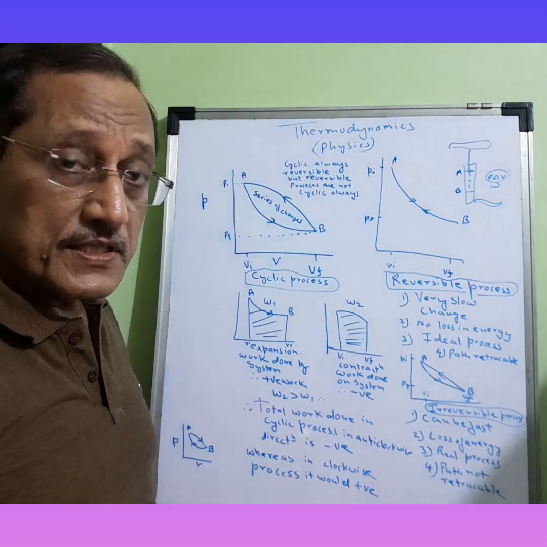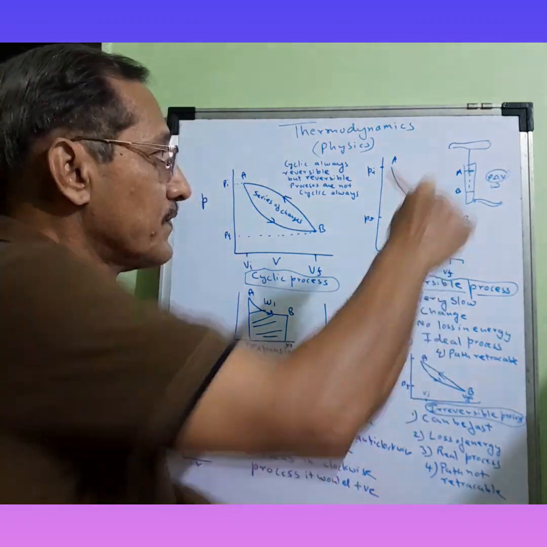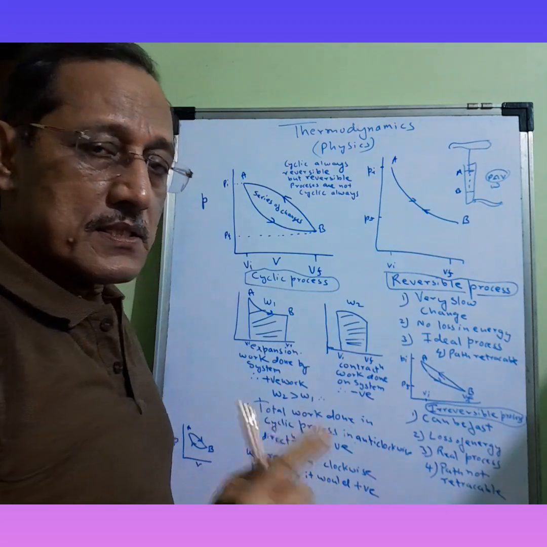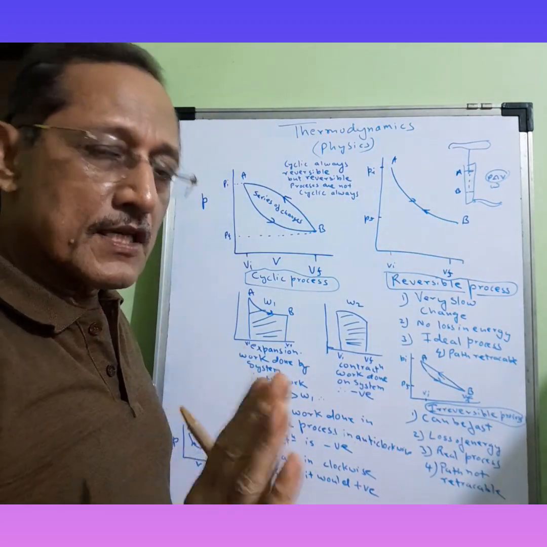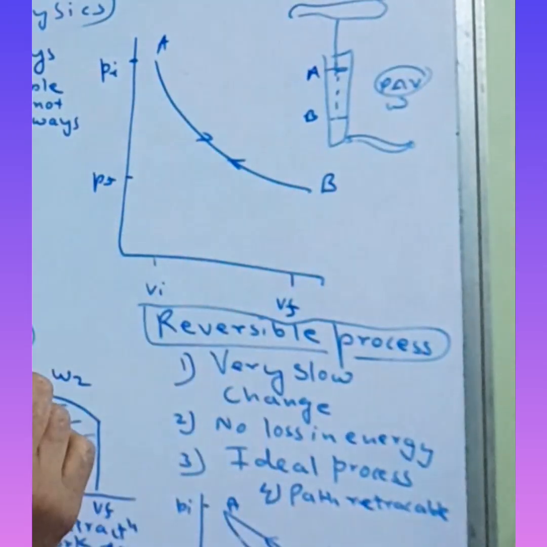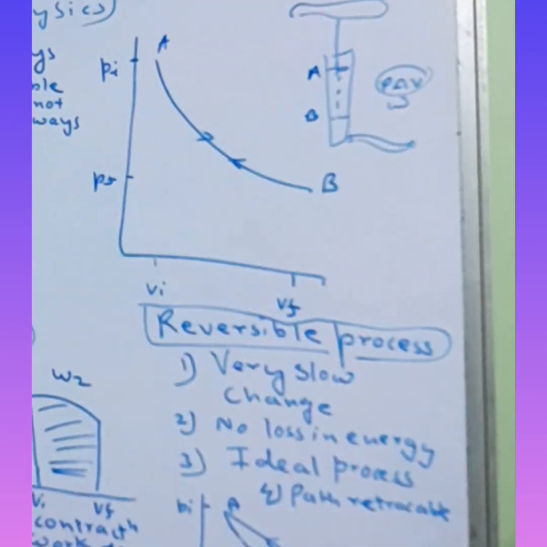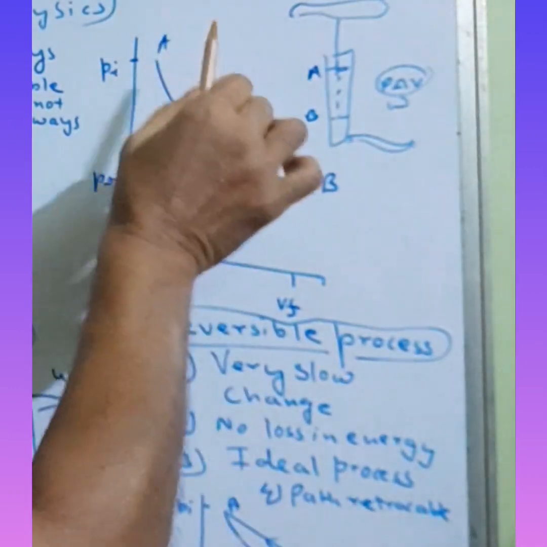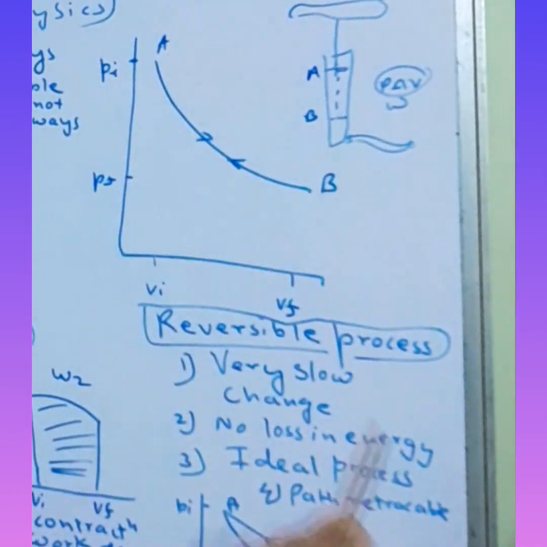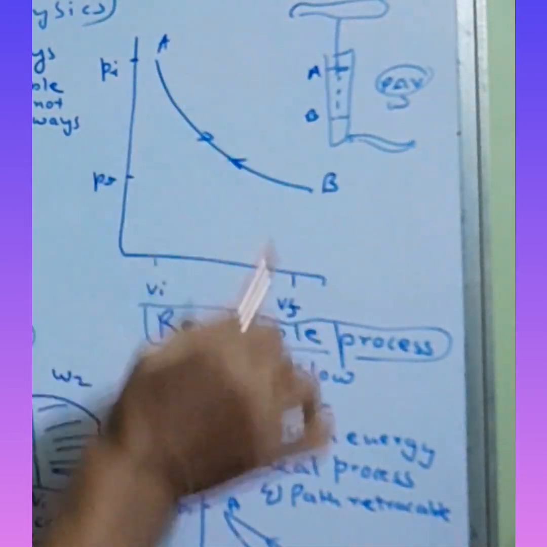Do you believe this? It's not possible. Even if I'm picking the piston up slowly, still there would be friction. There would be some loss of heat. So we call this reversible process an ideal process. Why? Because it's not feasible. So a reversible process is an ideal process. There is no loss in energy; that is what we assume in case of an ideal process. Very slow change, and the path is retraceable.